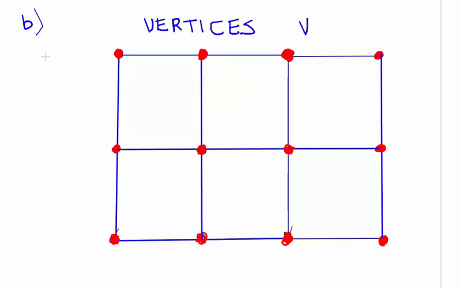Okay, so this is our second example, example B. First off, we'll count the number of vertices. 1, 2, 3, 4, 5, 6, 7, 8, 9, 10, 11, 12. That was straightforward enough. So V is equal to 12. Now, the next one is edges. This is going to be a little bit of work.